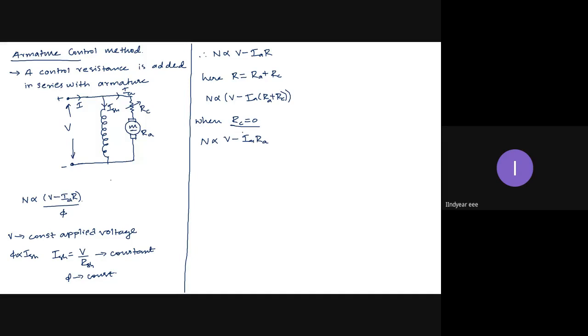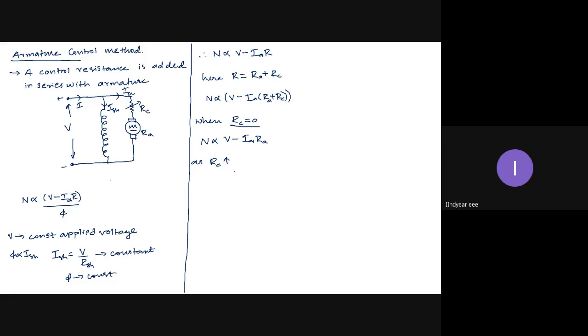Okay. So here, when the control resistance Rc is kept to 0 initially, a rated armature current flows if there is a load. If there is no load, no load current flows. Let us consider it as no load only. A rated no load armature current flows. Rated speed of the motor is obtained. So when the control resistance is not added, the speed of the motor is rated value, whether flux control or armature control.